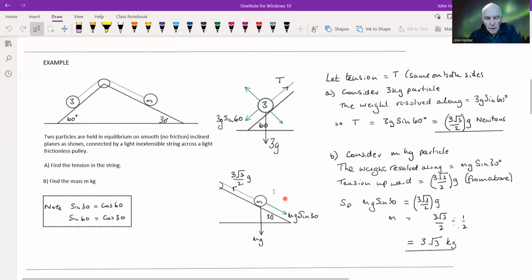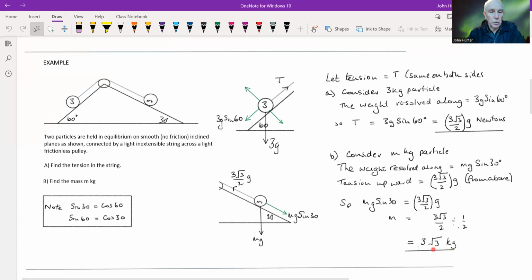Now, when we look at the other side of the problem, we don't know M, but having done the first part of the problem, we do know T. So that is the tension that's acting up the plane. So if we consider this m kilogram particle, the weight resolved along the plane is mg sine 30. We're dealing with 30 degrees this time, so mg sine 30. And the tension upwards is this value we just calculated. So we've got our equation there, mg sine 30 equals 3 root 3 over 2g. And if we just work that through, we're going to find that m is equal to 3 root 3 kilograms.